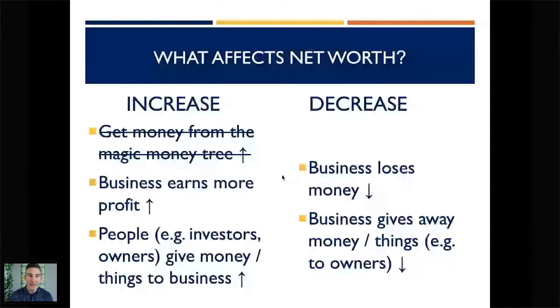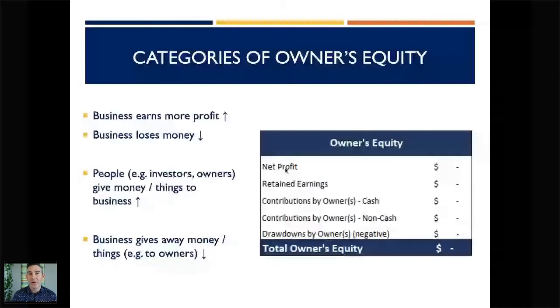So these are fairly basic. You probably thought I was looking for a more complicated answer. I just wanted to highlight those because those answers actually all relate to the owner's equity section of the balance sheet. So if we break it down, we had our business earning more profit or losing money, and that corresponds with two subsections of owner's equity, and they would be net profit and retained earnings.